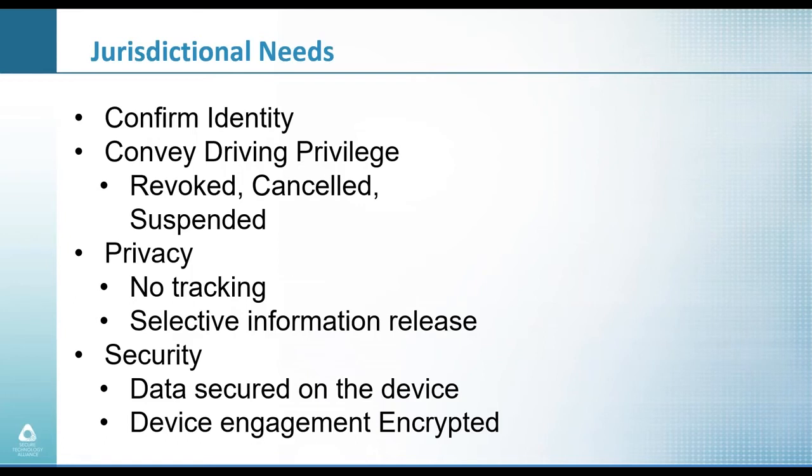So the main tenets that we were looking at were that the mDL had to have the ability to confirm identity and convey driving privilege. This is the backbone of a driving credential. You need to know who the person is that has the credential and whether or not they're allowed to drive the vehicle they're in or at the time they're driving. I know this is an obvious thing, but when you're gathering requirements, you have to state everything so that you don't miss something.